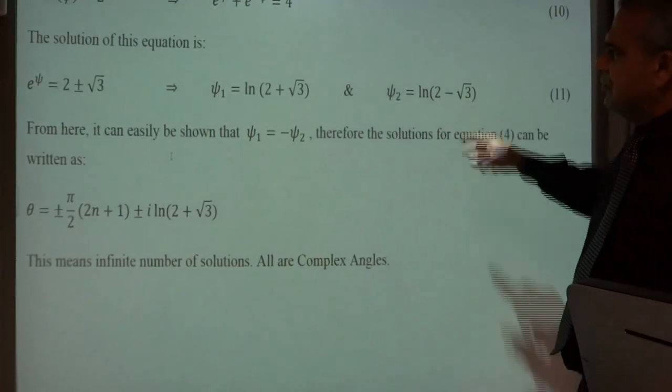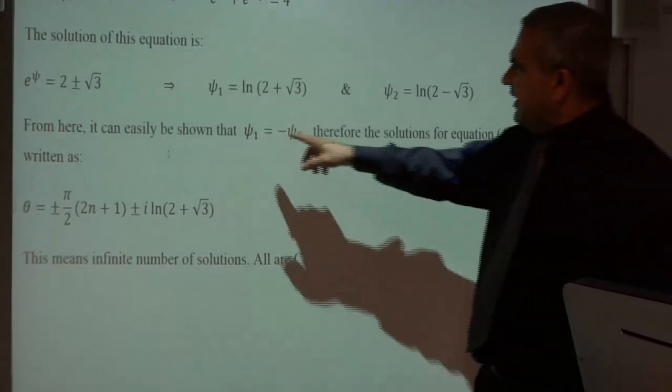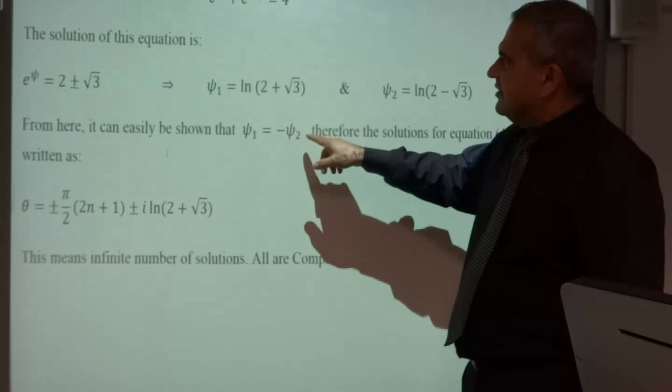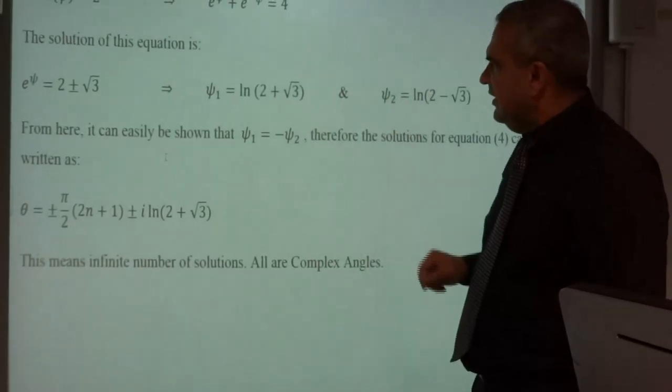So you have two solutions here. It can easily be shown that psi 1 is equal to minus psi 2. One solution is equal to minus the other solution, which is fairly easy.